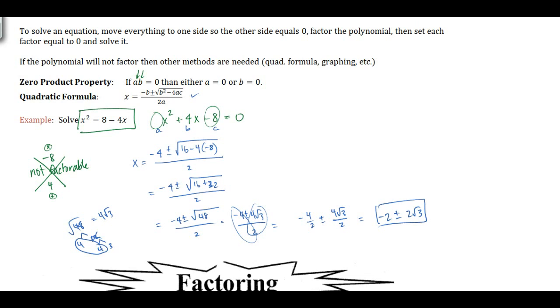For those of you saying, wait, what was completing the square? Let's talk about it real quick. X squared plus 4x minus 8 equals 0. How do I complete the square?